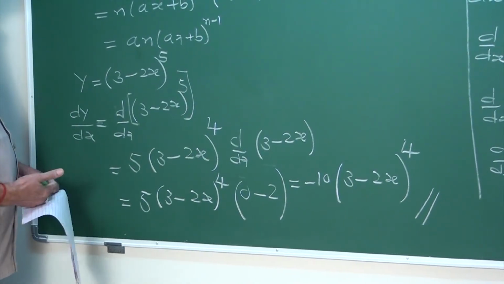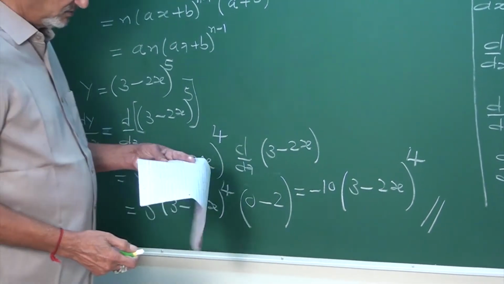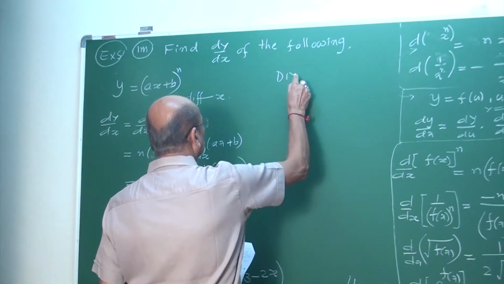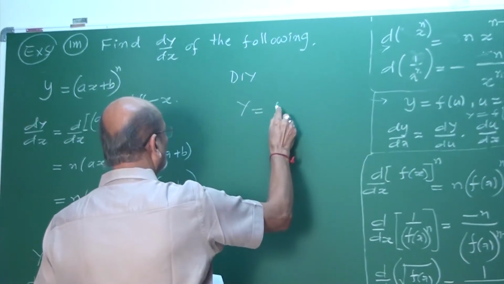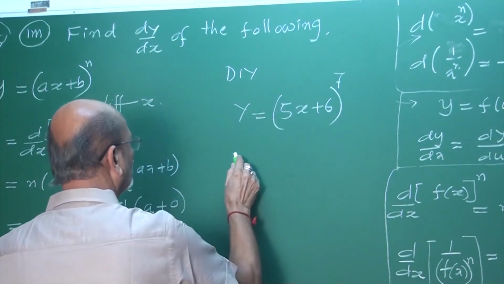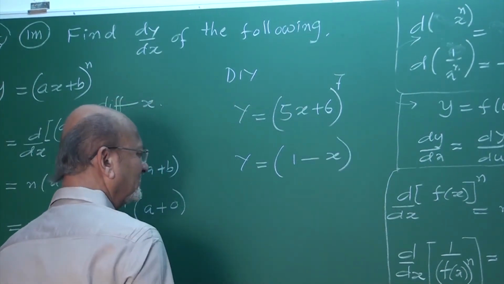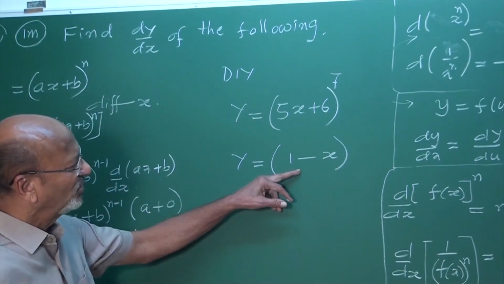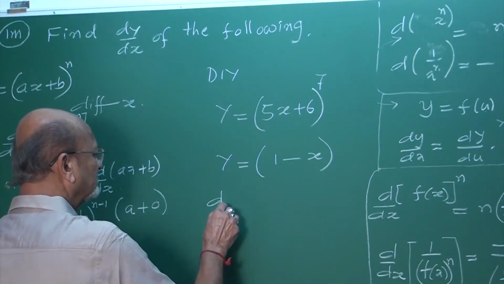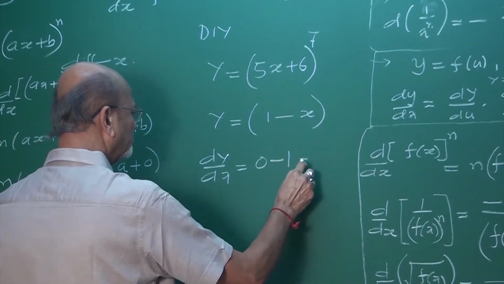If you want one more example, do it yourself. DIY: y equal to (5x + 6) to the power 7. Another one: y equal to 1 minus x. Sometimes it becomes very simple, my friends. You do not have to search for a power. You write directly its derivative: derivative of 1 is 0, minus derivative of x is 1. What is the answer? Minus 1.